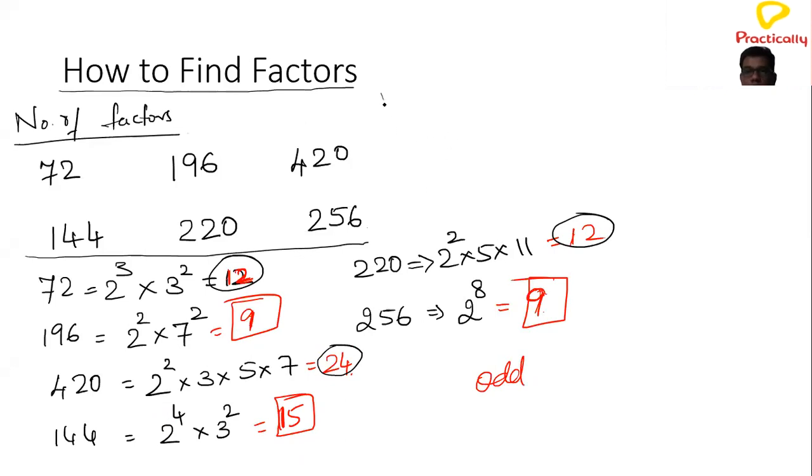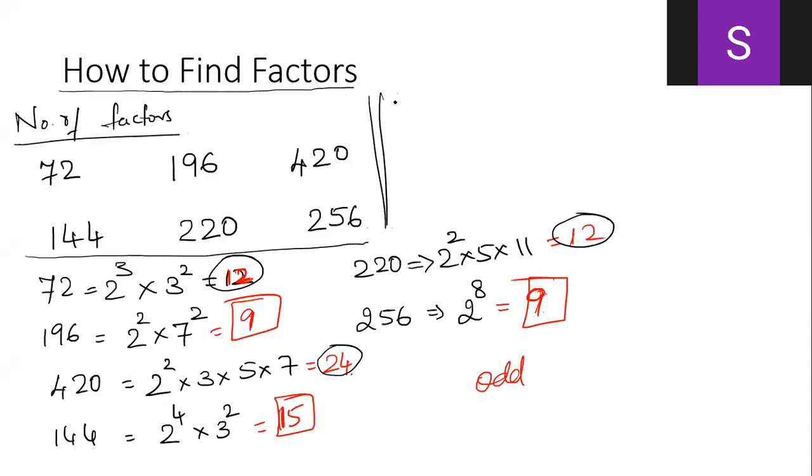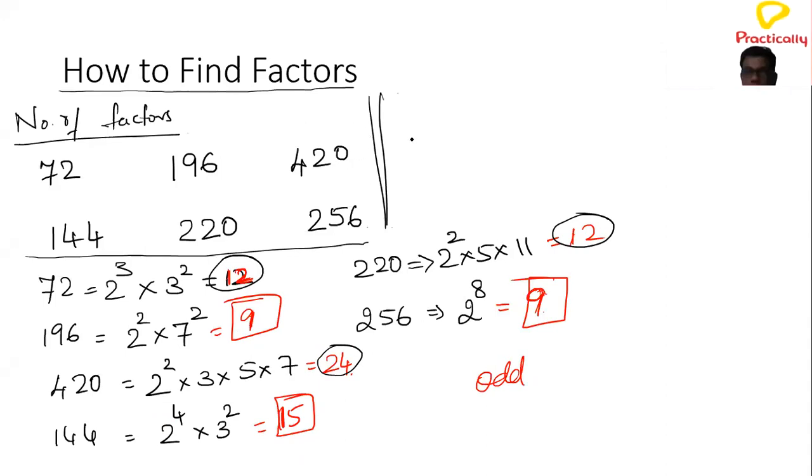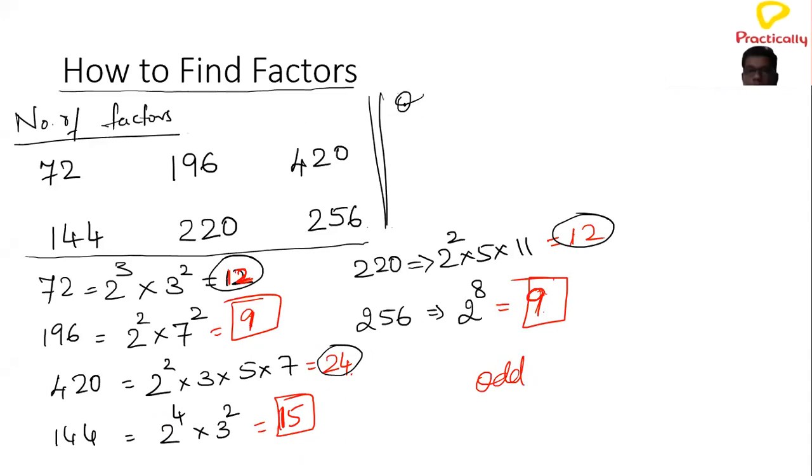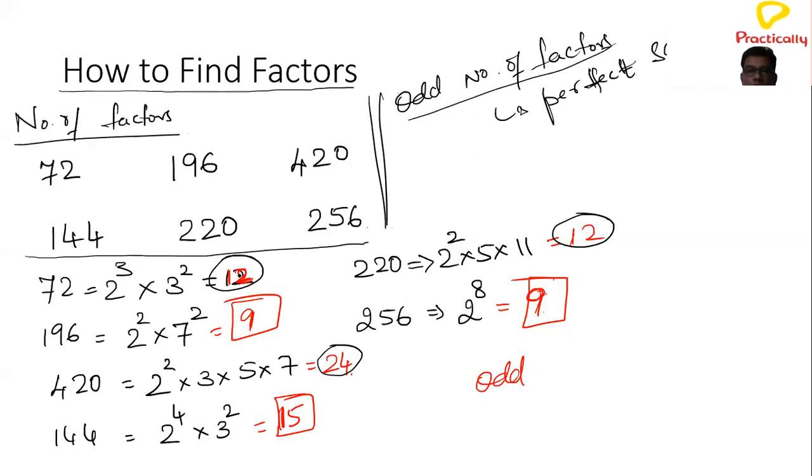Do you know what does it signify? The perfect numbers. Yes, sorry, please. These are perfect squares. Yeah. So the numbers which have odd number of factors are always perfect squares, and non-perfect squares will always have even number of factors, which means that why is this important for me?